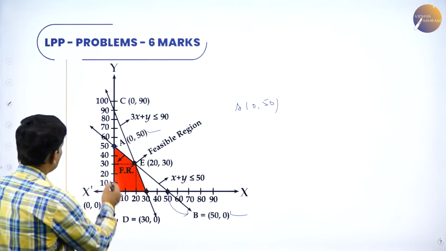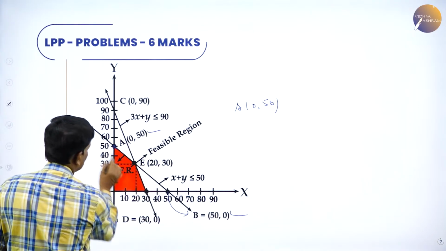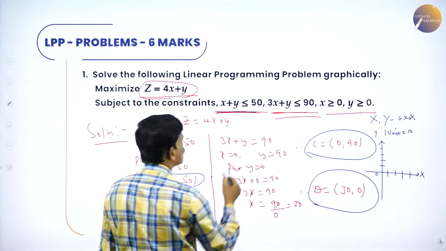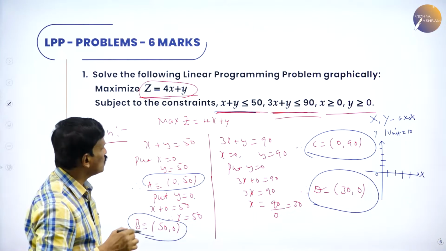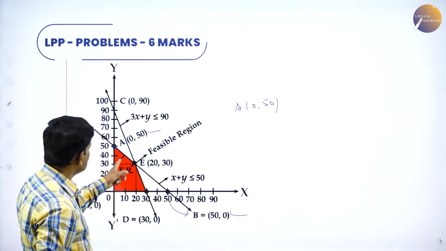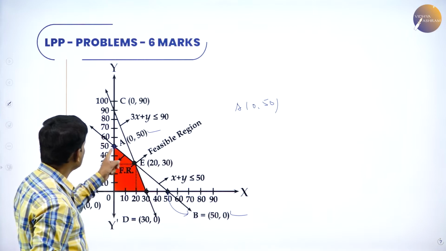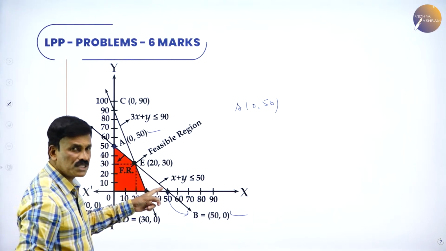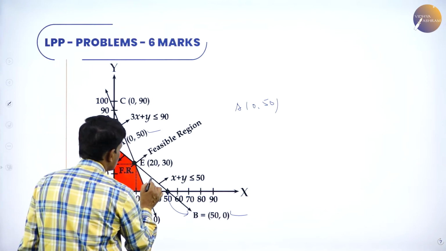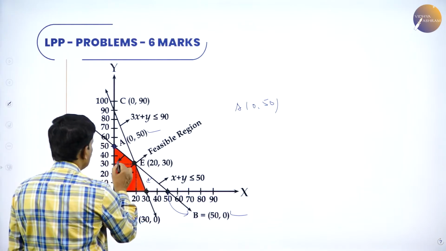Now draw a line which passes through these 2 points, A and B. What is our first equation? x plus y is less than or equal to 50. If you put the x value and the y value here, x plus y is less than or equal to 50, which means the feasible region goes towards the origin.